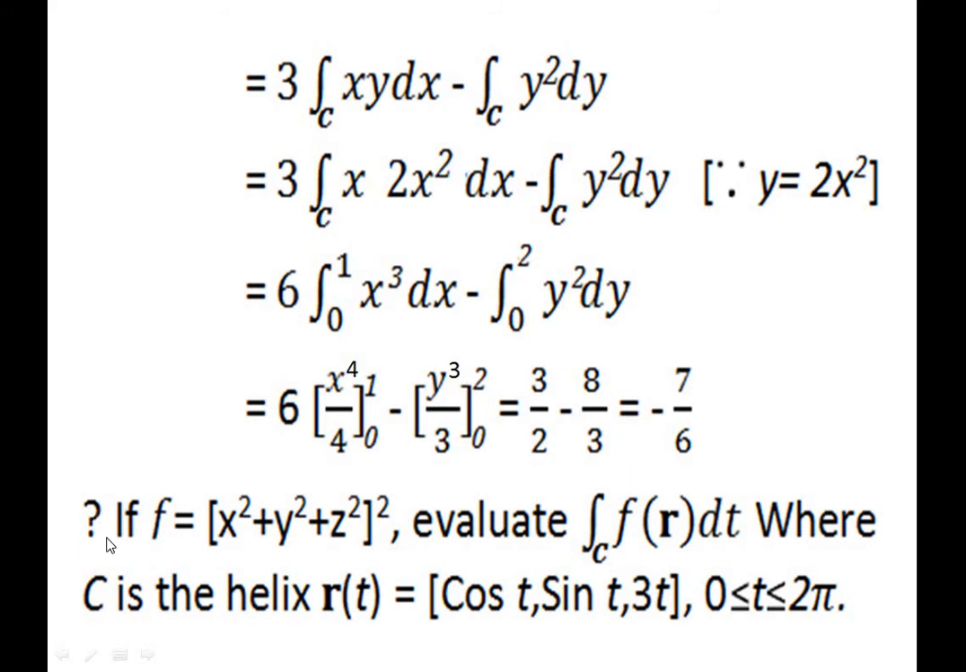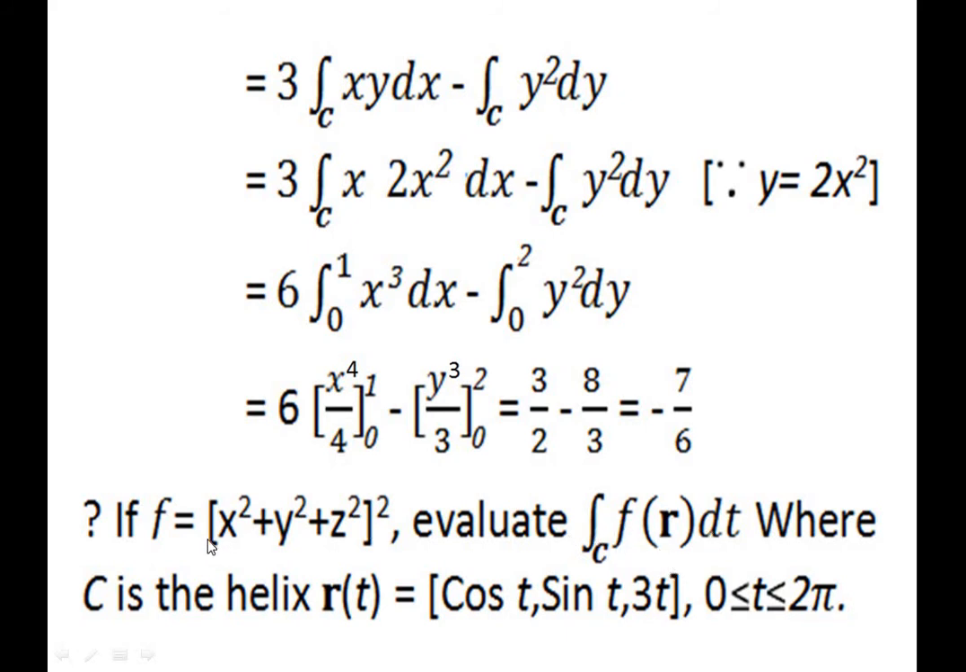Next, we have another form of questions. If F equals x square plus y square plus z square the whole square, evaluate the integral over C of F of r dt, where C is the helix r of t equals cos t i cap plus sin t j cap plus 3t k cap, 0 less than or equal to t less than or equal to 2 pi. That is, we want to find the integral over C of F of r dt.